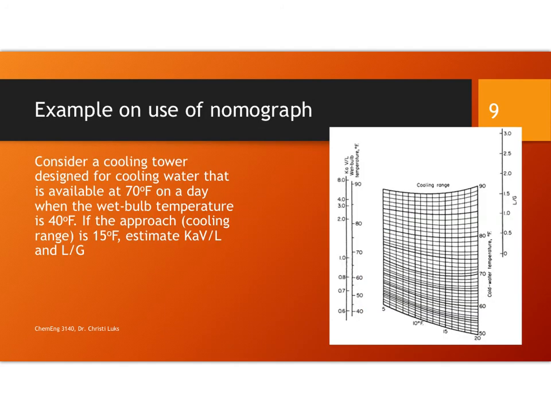Let's look at this other case here. We want to consider a cooling tower that's designed for cooling water that's available at 70 degrees Fahrenheit on a day when the wet bulb temperature is 40. And the cooling range is 15 degrees, and we want to estimate KVL and L over G. So here's another one. Take a moment, pause the video, and make sure you can do this. Then I'll come back and work it.